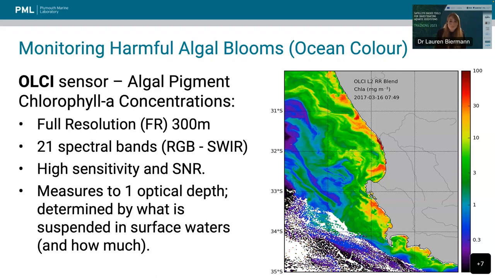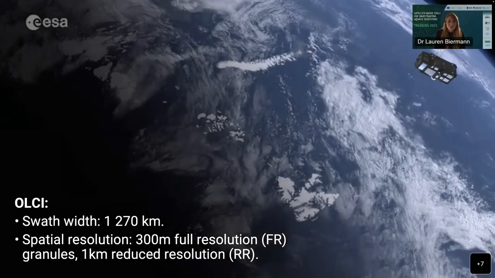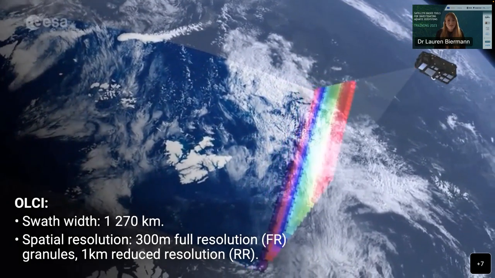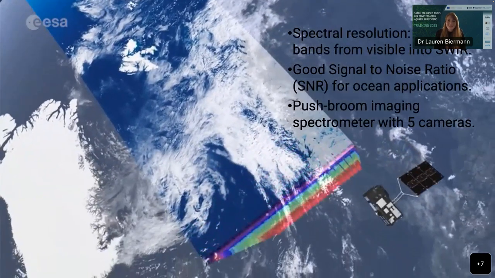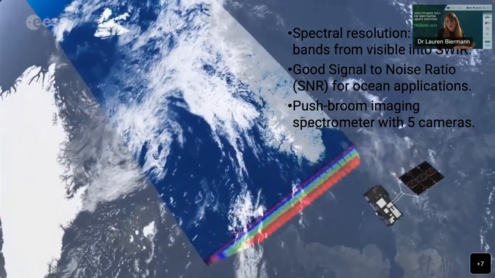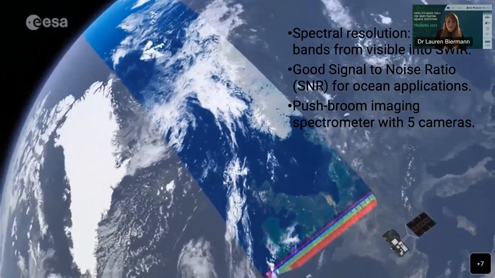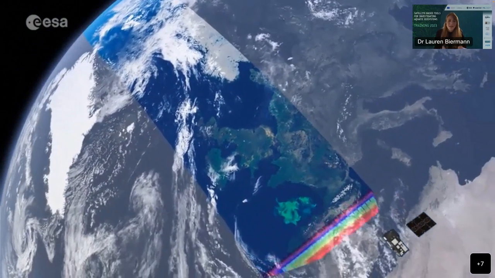And it measures, as with all of the optical ocean color sensors I've talked about so far, to one optical depth. And that is, of course, dependent on what's in the water to begin with. Here's a beautiful animation of OLCI at work. It's collecting data over the Earth at 300 meter resolution and 1 kilometer reduced granules. It is collecting data in 21 spectral bands, so in the RGB and the visible into the shortwave infrared. And as you can see, it's going over the UK now, and it's collecting data right now over this beautiful bloom in the Bay of Biscay.